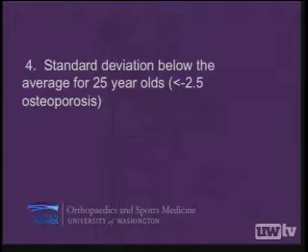Think about that for a second. So T-score is actually a standard deviation for 25-year-olds, and osteoporosis is defined as a T-score less than -2.5.